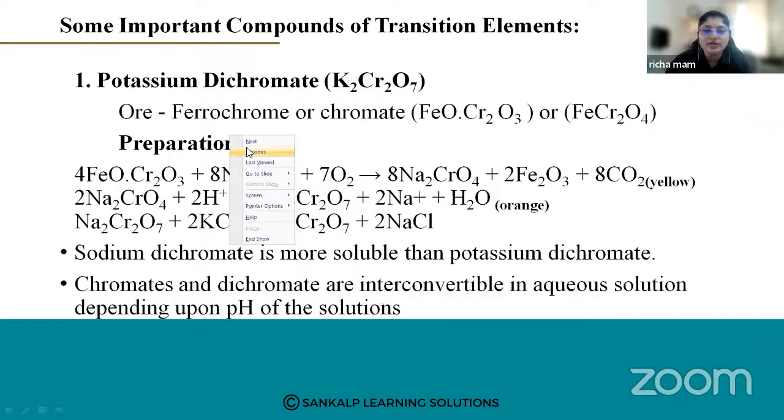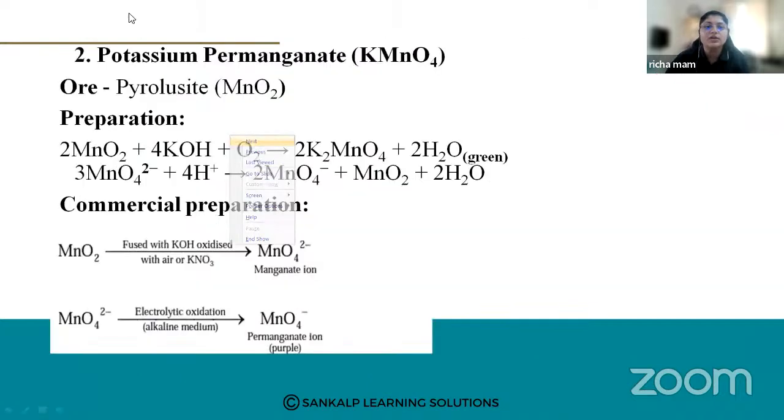So let us go for the next one: potassium permanganate. How is potassium permanganate prepared? It is prepared by fusion. We react MnO2, that is pyrolusite. Pyrolusite is the ore from which KMnO4 can be prepared.